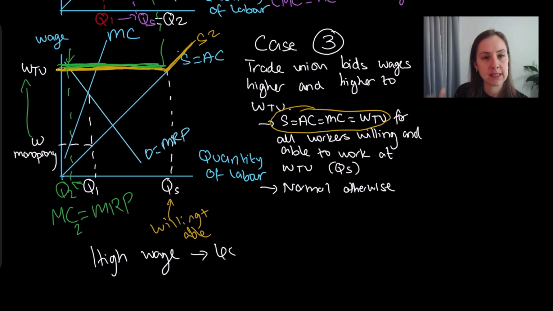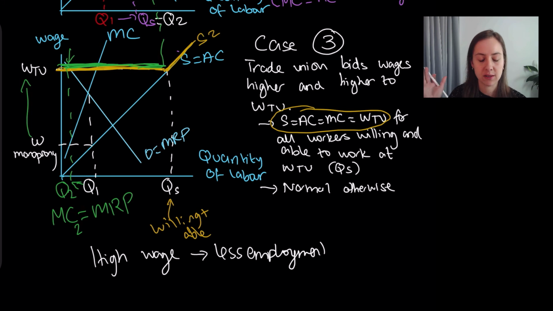It means that the existing trade union members, the ones that have kept their jobs, are in a great situation because they're getting paid a lot, but a lot of them have lost their jobs. So probably this is not going to be something that a trade union wants to do if it wants to protect all the members in the trade union. So overall, case 3 is quite unlikely that a trade union will try and go for super high wages.